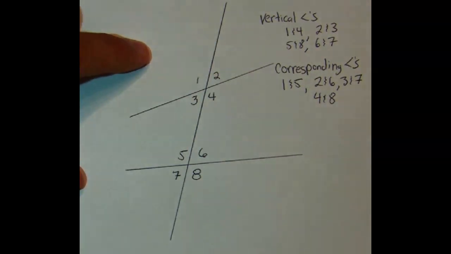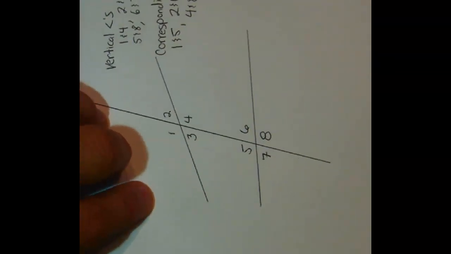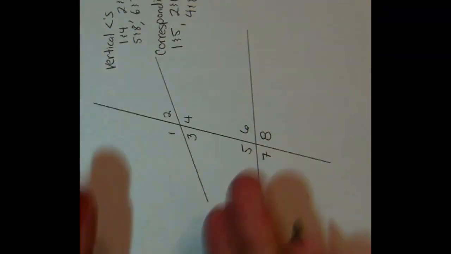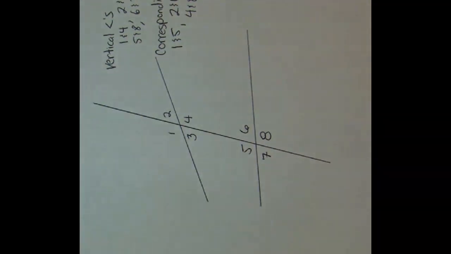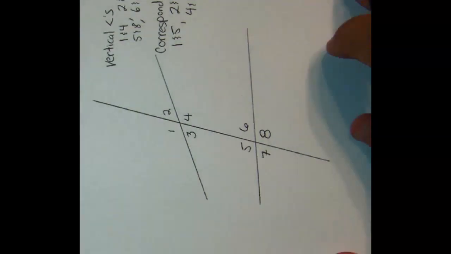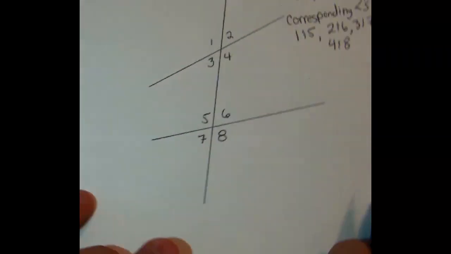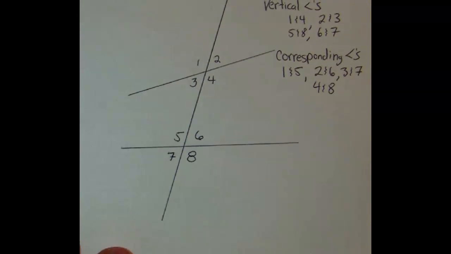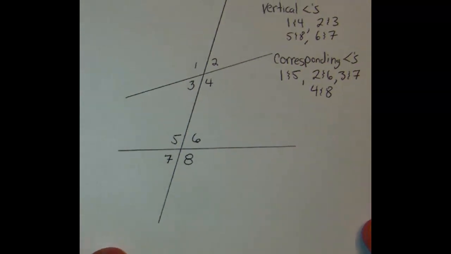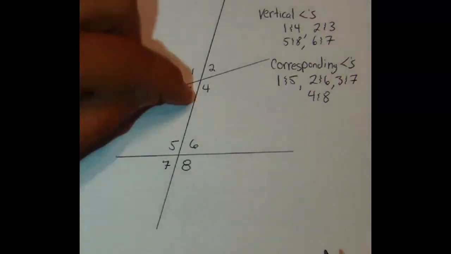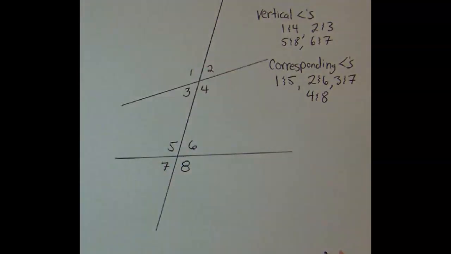Now be careful. Sometimes our picture might be drawn like this. It's still the same thing. So if you see a picture like this and you're a little confused about which is corresponding, just simply turn your paper, or if it's on the computer screen, draw it out, turn your paper, and then you'll be able to match it up a lot more easily.